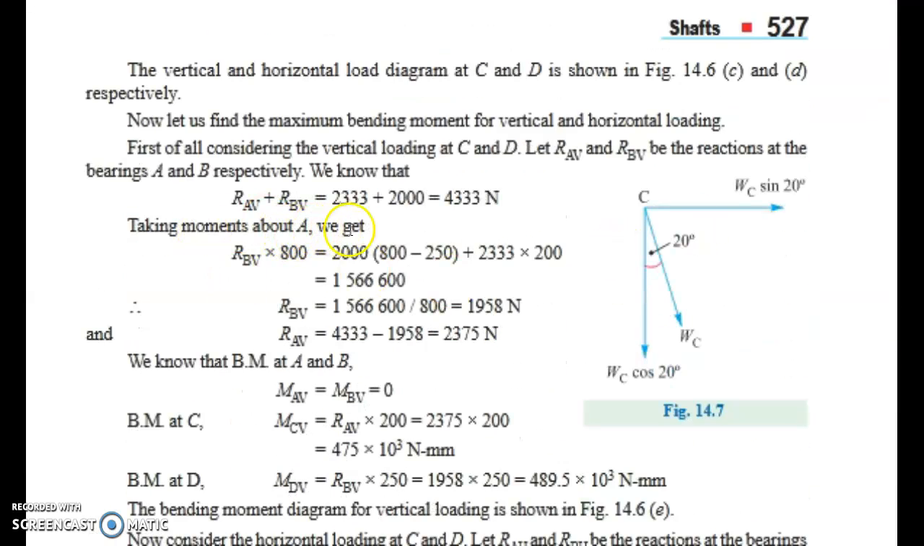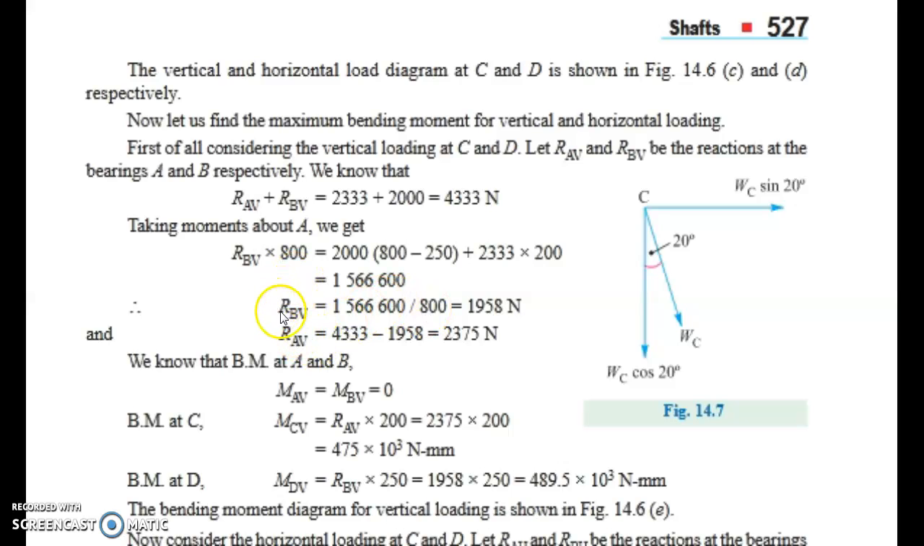RAV plus RBV is equal to 2333 plus 2000, that is equal to 4333. From this equation we can take moment about A from the vertical load diagram. If we consider the moment about A, RBV into 800 is equal to this value. If we substitute these values in the calculator, we will get RBV equal to 1958 Newton.